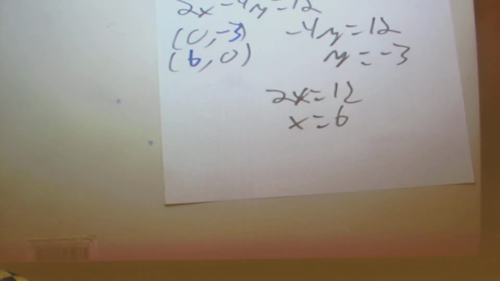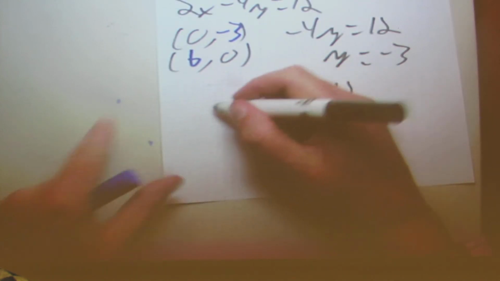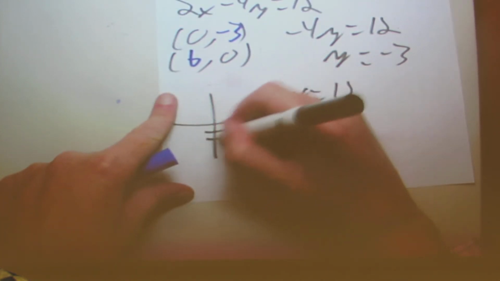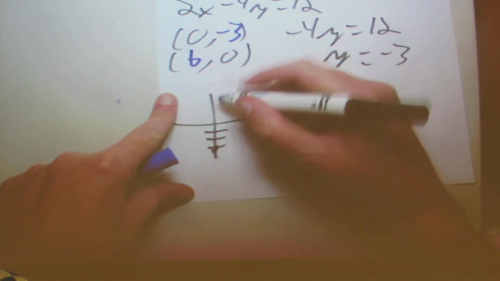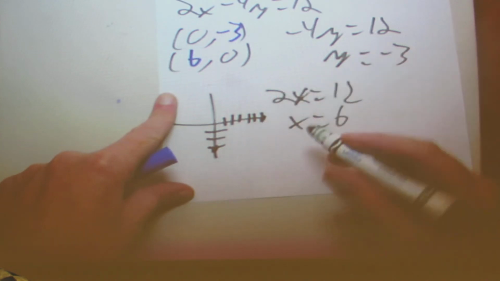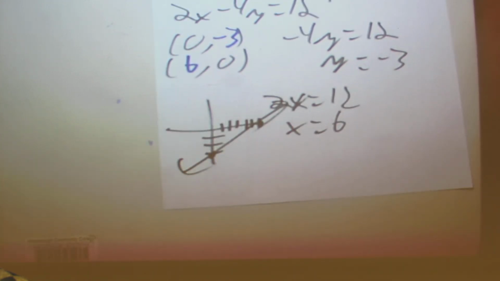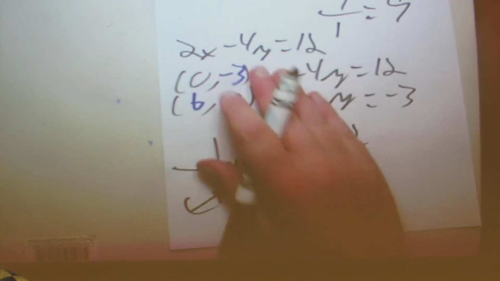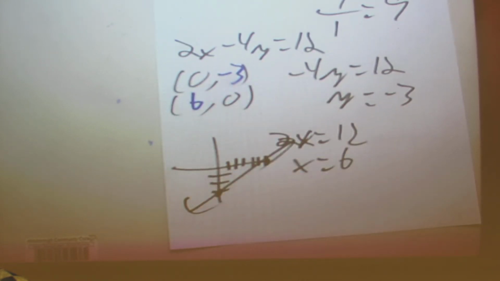So here are 2 points. If we go to 0, comma, negative 3, that will be a point. 1, 2, 3, 4, 5, 6. 6, comma, 0. Draw the line through the 2 points. On this one, you can also solve for y and put it into the y equals mx plus b if you prefer. The next question actually starts like that.